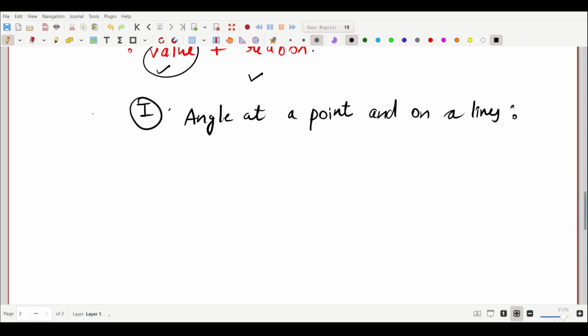Okay. So what are these four facts? The four foundational facts of this chapter are: angles at a point add up to 360 degrees. Angles at a point add up to 360 degrees. A point is like this, and the sum of all the angles across this point is 360 degrees.